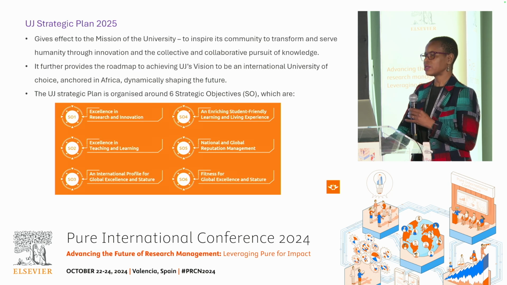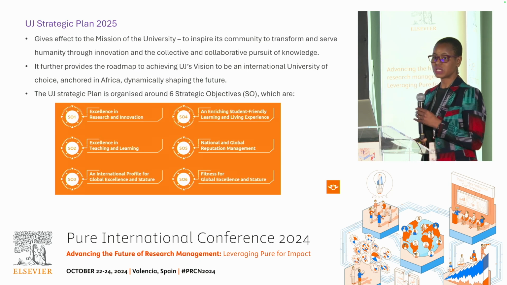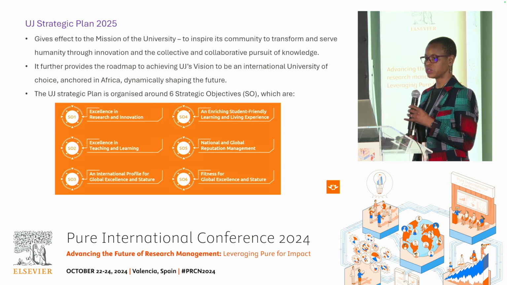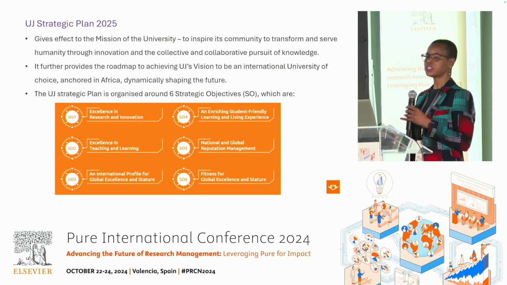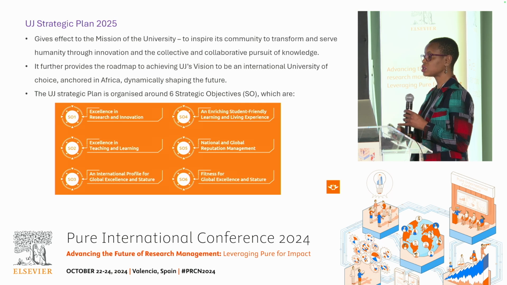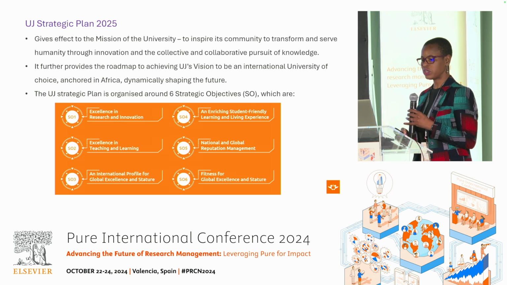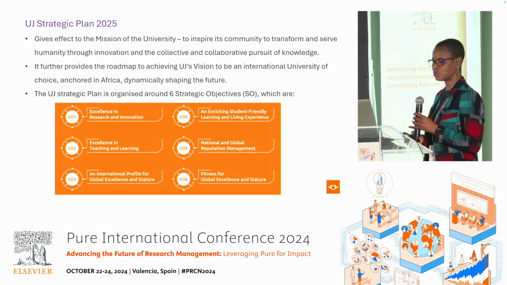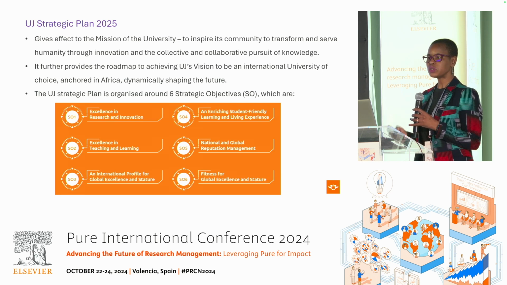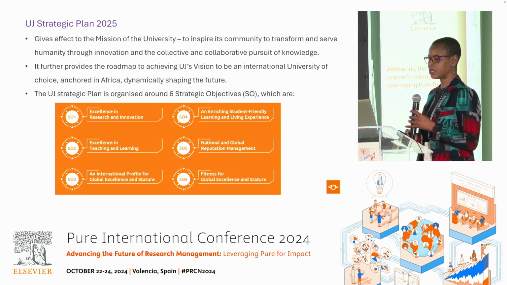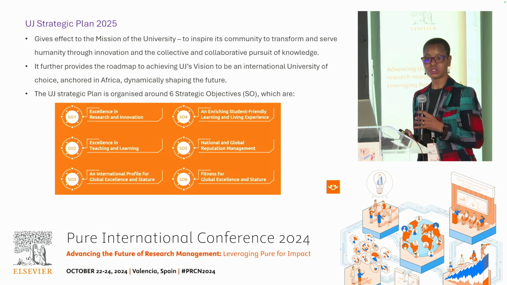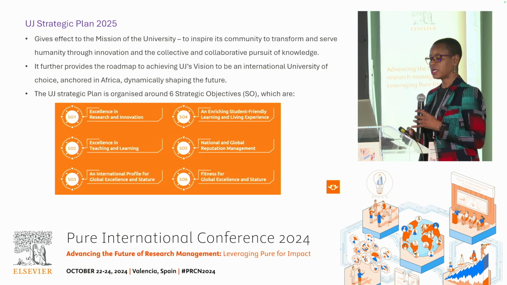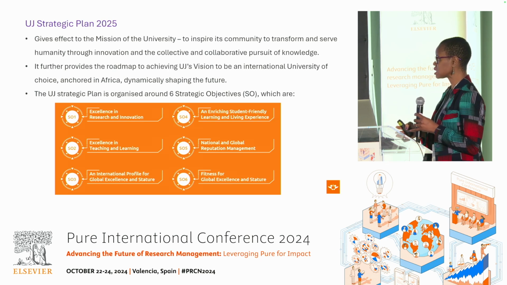So University of Johannesburg is in the last year of the current strategic plan, 2025. This strategic plan had a mission aimed at inspiring the community to transform and serve humanity through innovation and the collective and collaborative pursuit of knowledge. We also used it to provide a roadmap to achieve our vision, which has been to be an international university of choice, anchored in Africa and dynamically shaping the future. It's based on 6 strategic objectives.